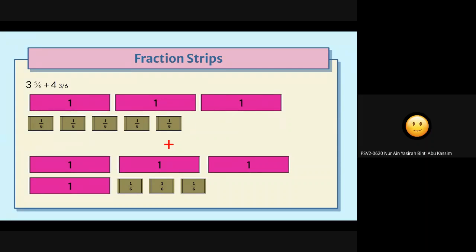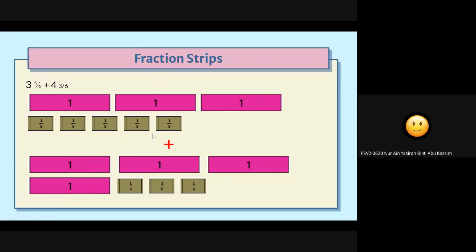three whole strips for 3. So the purple one is the whole one. So 1, 2, 3, and 1/6 needs 5 for 5/6. So 1, 2, 3, 4, 5. So plus 4 3/6, 4 whole strips, the purple one, and also 3 for 1/6. So we need to sum the whole strips first. So the purple one is 1, 2, 3, 4, 5, 6, and 7. And the 1/6 strips have 1, 2, 3, 4, 5, 6, 7, 8.